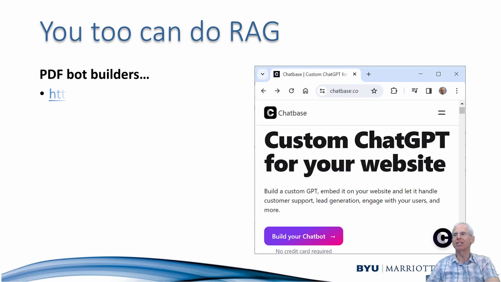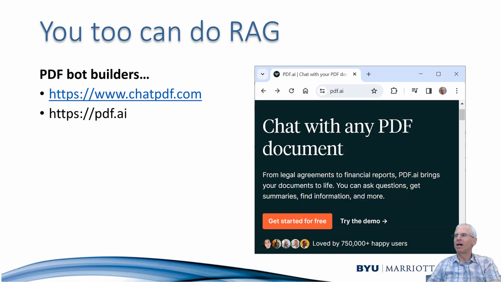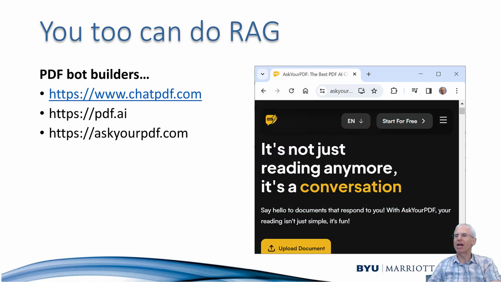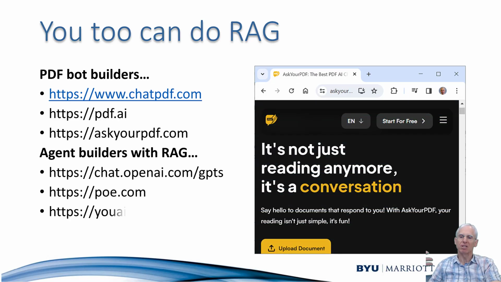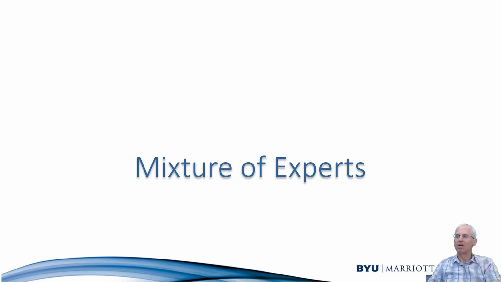There are all kinds of these out there. Chat with PDF is one that I've enjoyed using. It's very easy to use, just drag and drop. They have a pretty reasonable free tier, up to, I think, 10 megabits of data, but it's a great one. PDF AI, ask your PDF. Some of these may be out of business by the time you watch this video. Lots of agent builders out there. Pretty much everybody that has agent builders these days will do RAG. RAG has become such a standard that everybody does it. All right, let's move on.